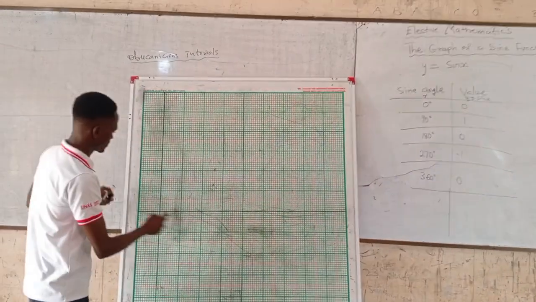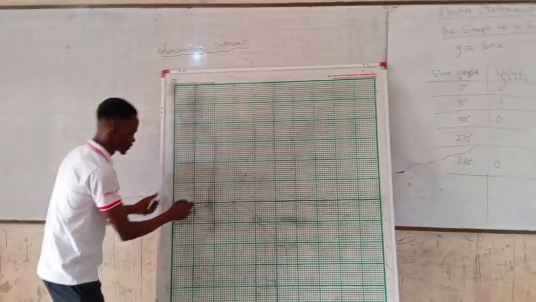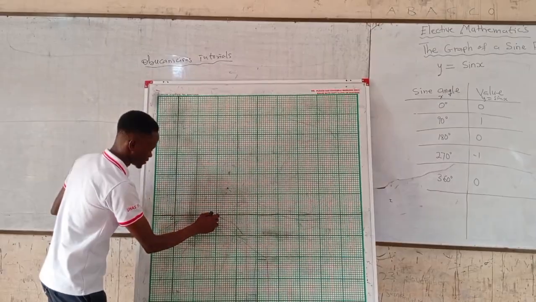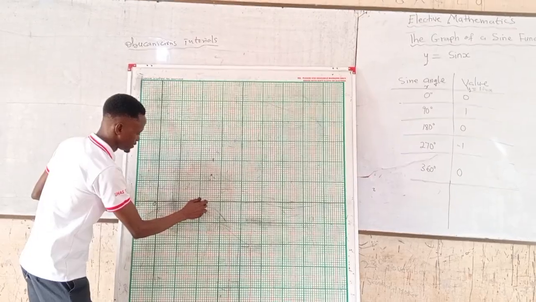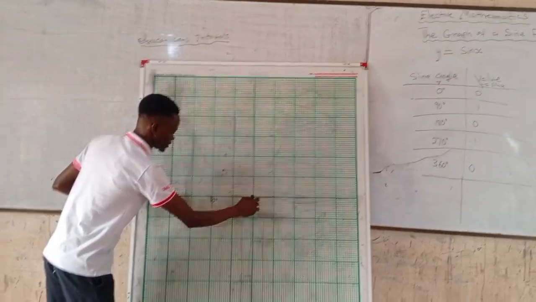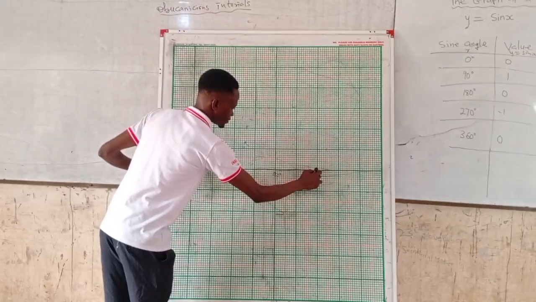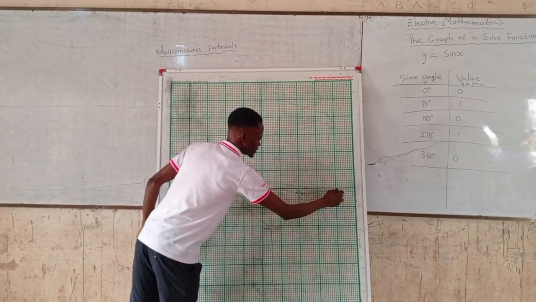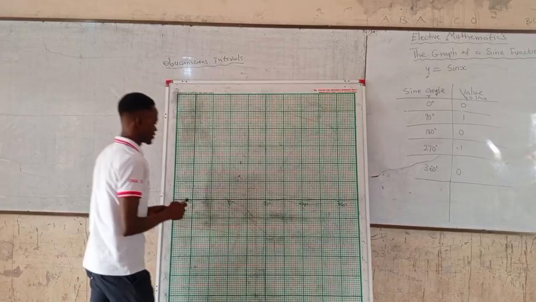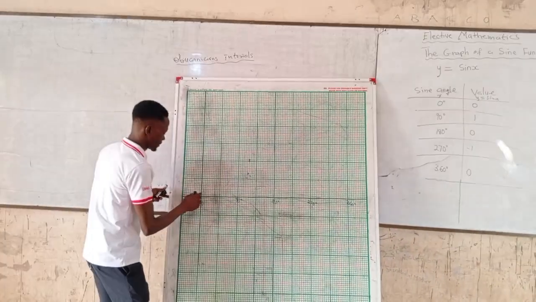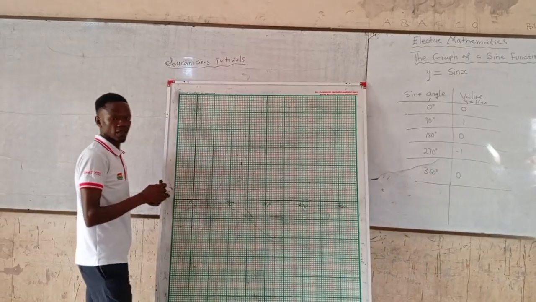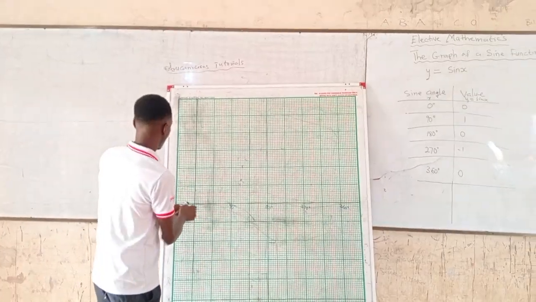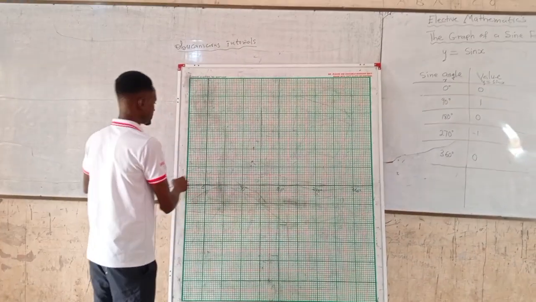So we have what? If this is our origin 0, so 2 centimeters, so this will give us what? 90 degrees. From here we come to 180 degrees. We have what? 270. We move to where? 360 degrees. Nice one. So this will be the x-axis.